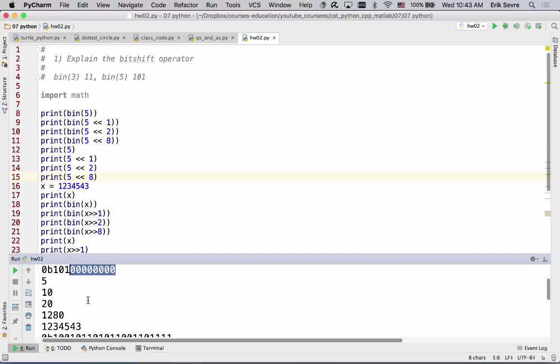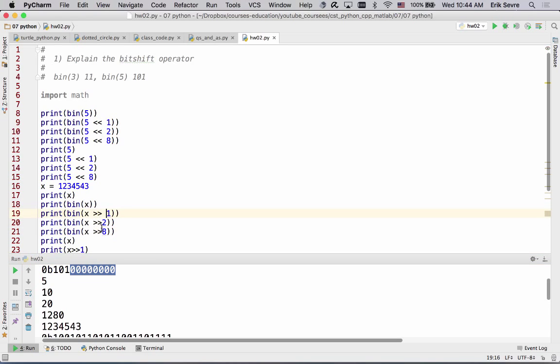So what's happening here with the bit shift operator is when we bit shift to the left, we're multiplying by a power of 2. So if we do 1 bit shift, we're multiplying by 2 to the first power. If we do 2 bit shifts, we're multiplying by 2 to the second power. And if we do 8 bit shifts, we're multiplying by 2 to the 8th power. That's how the bit shift operator works. It's multiplying by a power of 2 when we bit shift to the left.